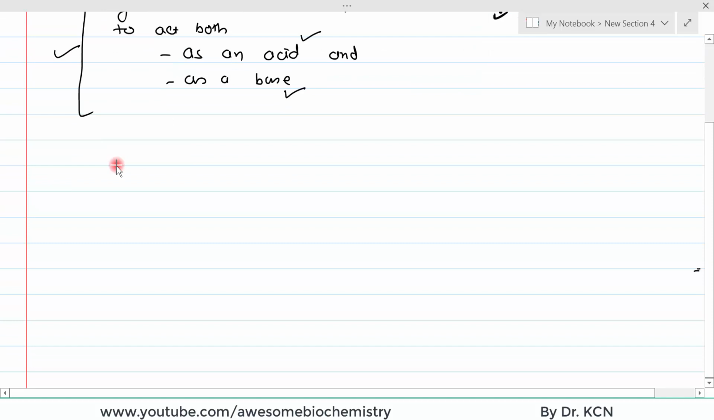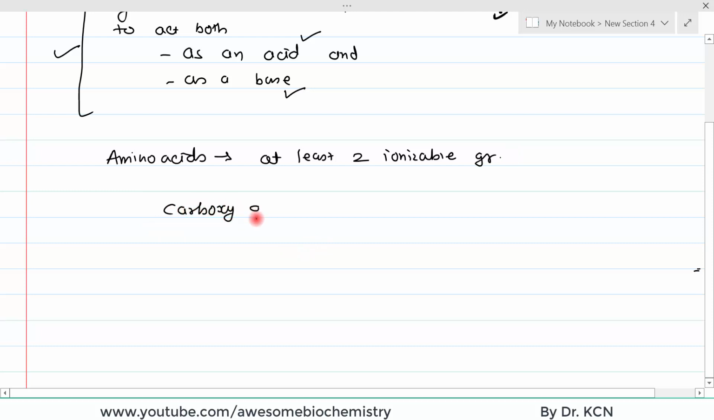If you consider any amino acid, we know that all amino acids contain at least 2 ionizable groups. So at least 2 ionizable groups are there. What are these 2 ionizable groups? One is the carboxy group, and another is the amino group. So the carboxy group, how is it ionizable?